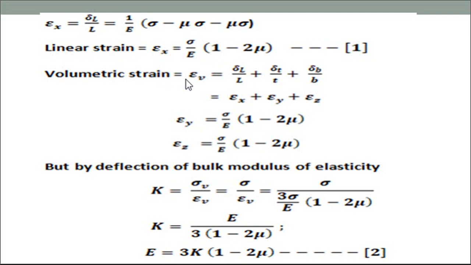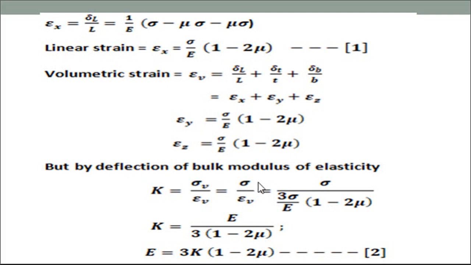As we already derived, the volumetric strain is change in length plus change in thickness plus change in breadth, that is strain in x direction, strain in y direction, strain in z direction. Since the same stress is applied in all three directions, our strain is also the same in all three directions. Whatever the strain in x direction we calculated in equation number 1, the same strain in y direction, sigma divided by E, 1 minus twice mu, and again the same strain in z direction, sigma divided by E, 1 minus twice mu, because of the similar stress.